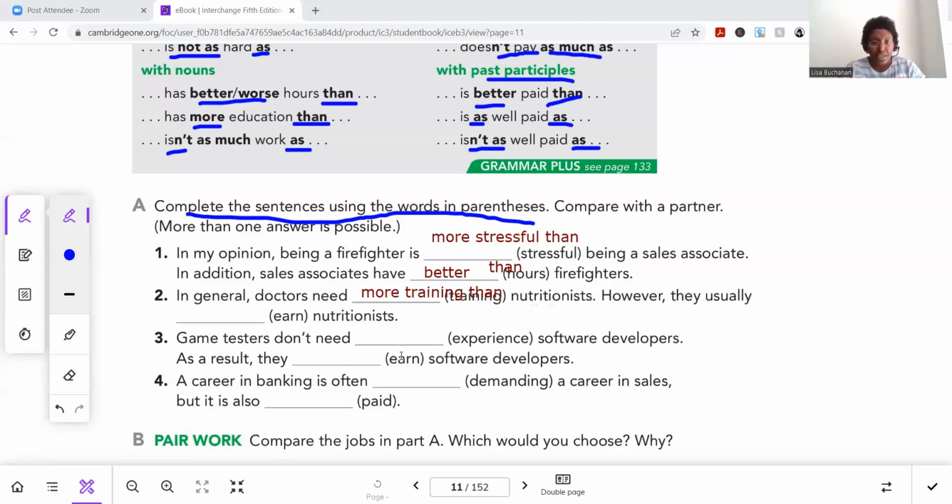Nutritionists, however, usually earn more than.